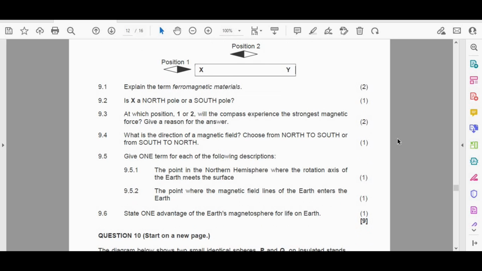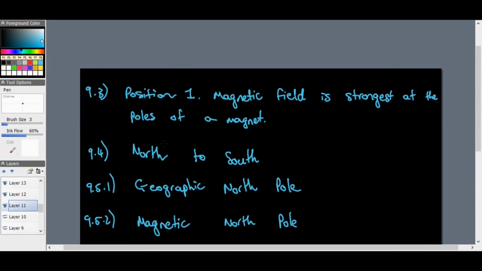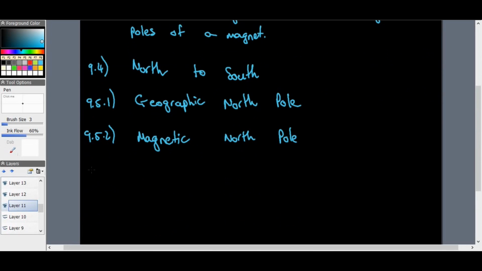Alright, 9.6, state one advantage of Earth's magnetosphere for life on Earth. One advantage is quite intuitive, it is definitely protection from solar winds. A little bit of theory there.